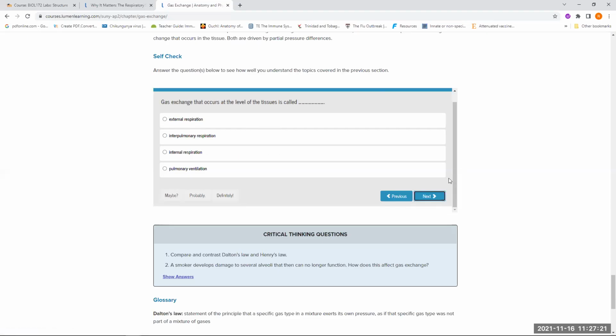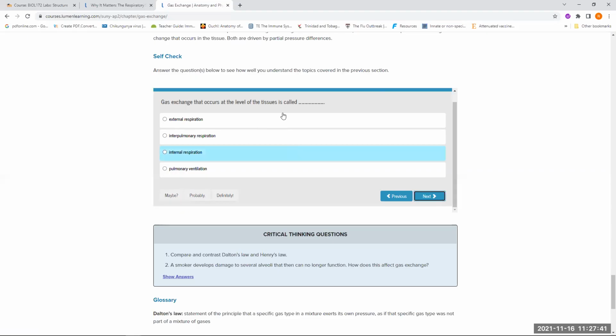Gas exchange, this one, I like it. Let me hear somebody now. Gas exchange that occurs at the level of the tissues is called what? Remember, we have two. We have one exchange that occurs from the alveoli or the lungs to the blood. Then we have another one from the blood to the tissues, and vice versa, from the tissues to the blood.